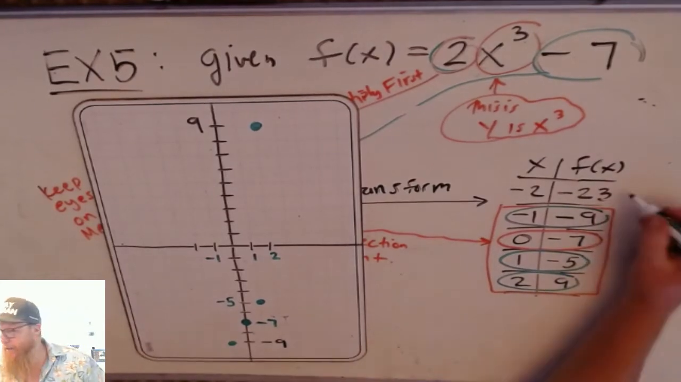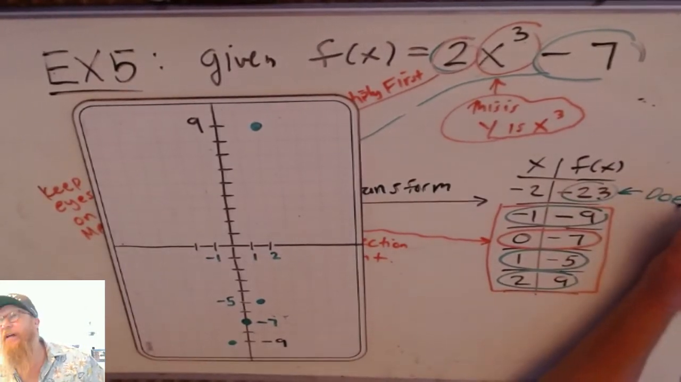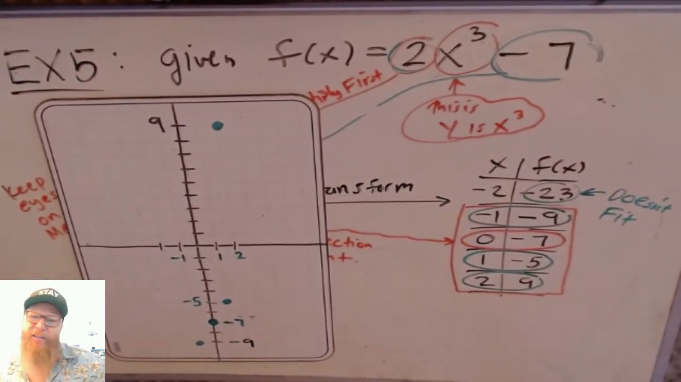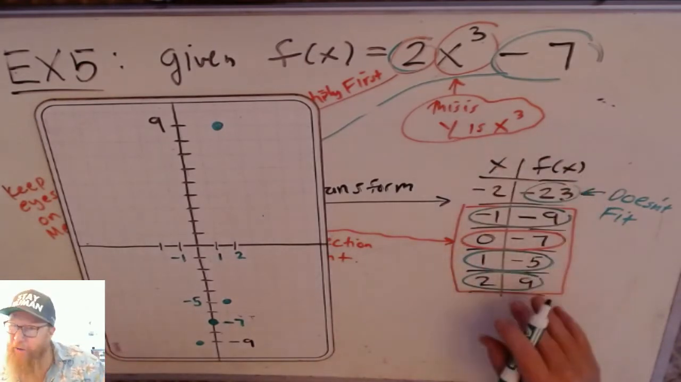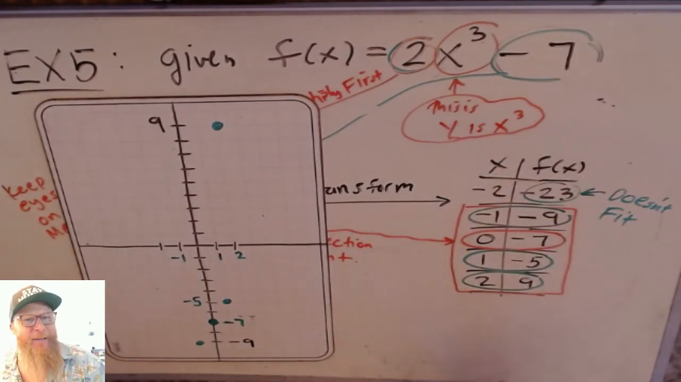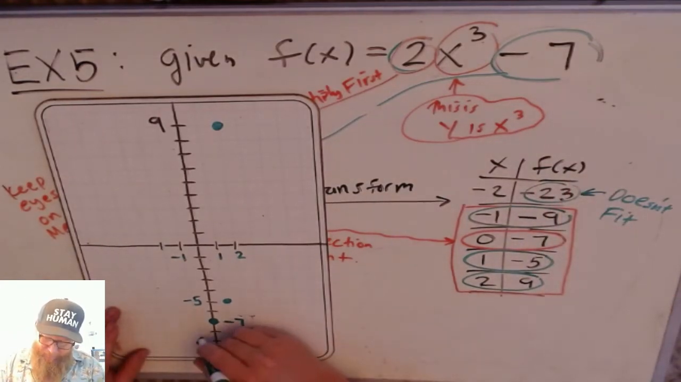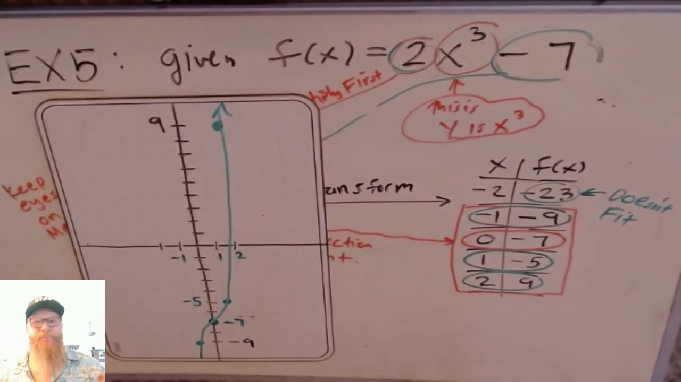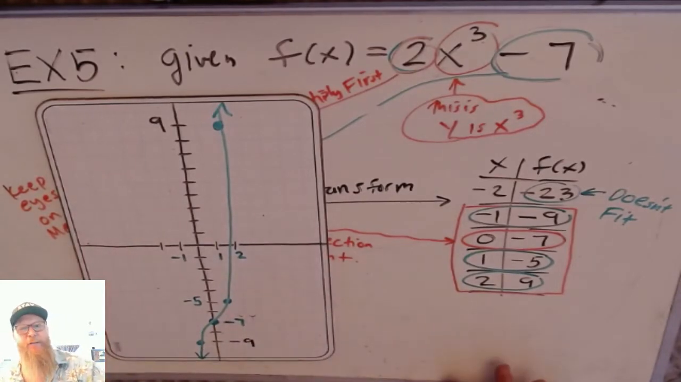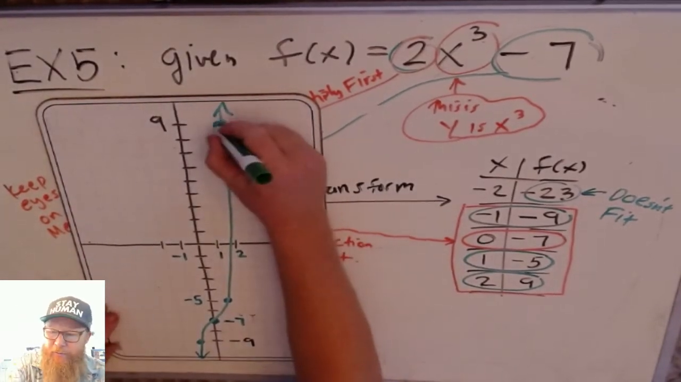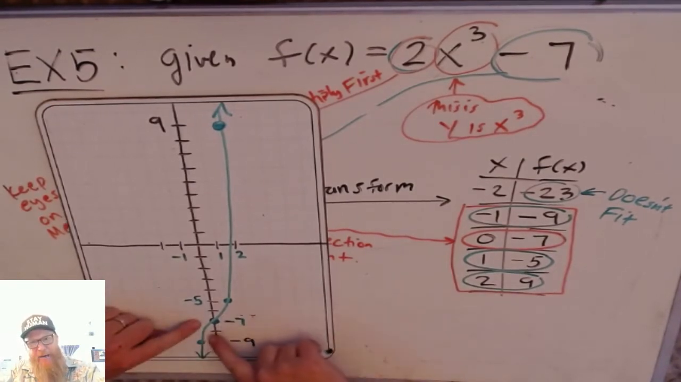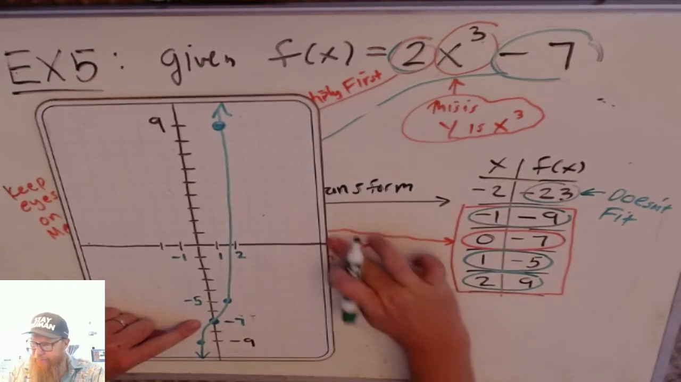Now clearly -23 doesn't fit. And I mentioned this before, if you get a point that doesn't fit, just ignore it. Now if all of your points don't fit, you made a mistake. But quite often you'll have 1 or 2 points that just don't fit on the graph. And there you go. There's your transformed function. Notice how it does a little bendy right here. That's called inflection.